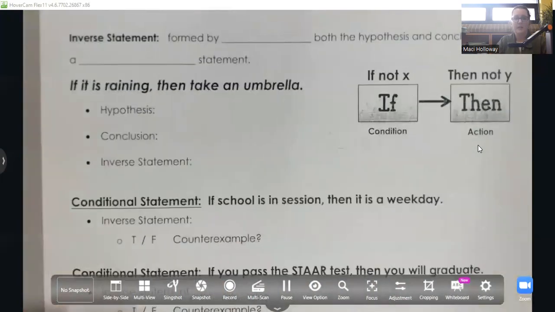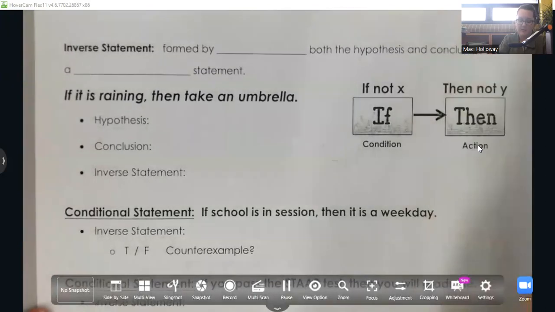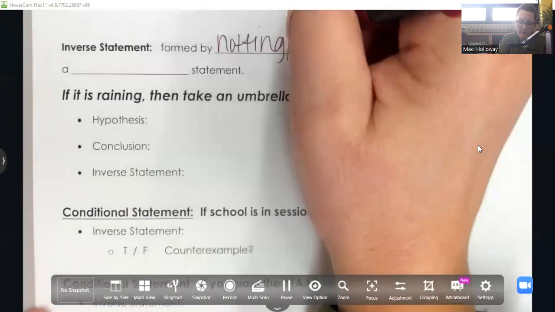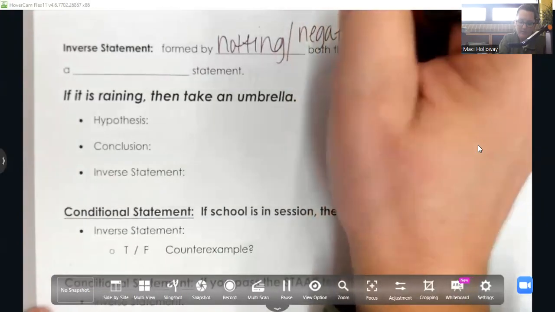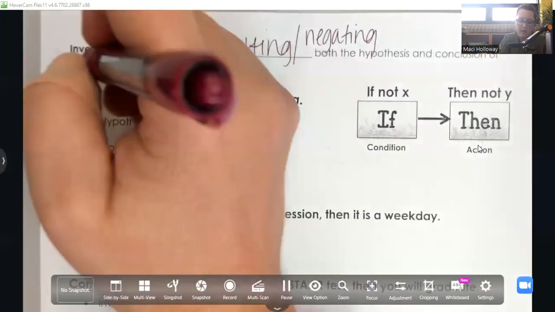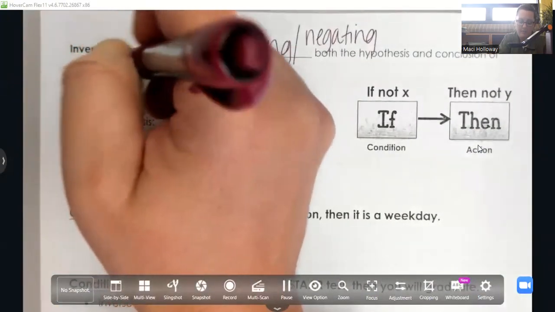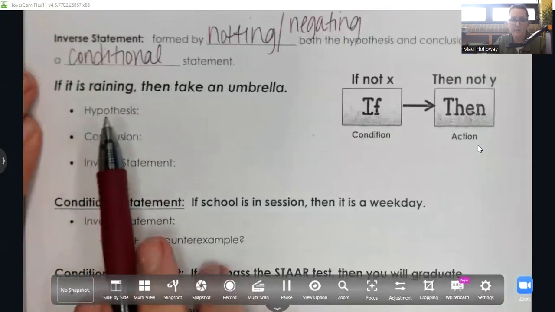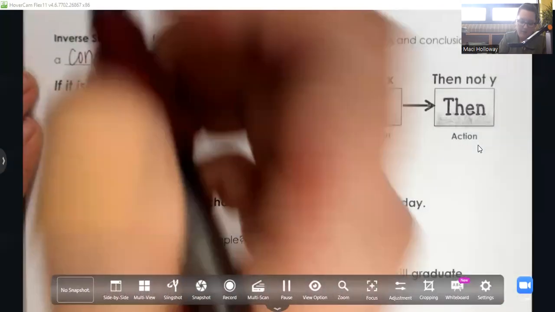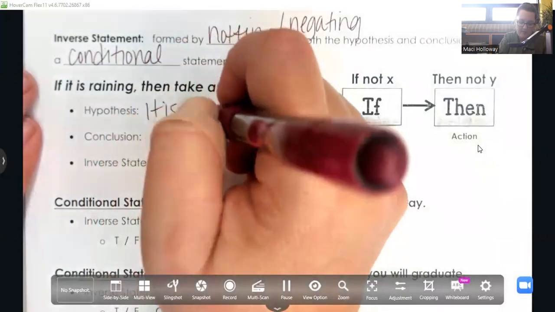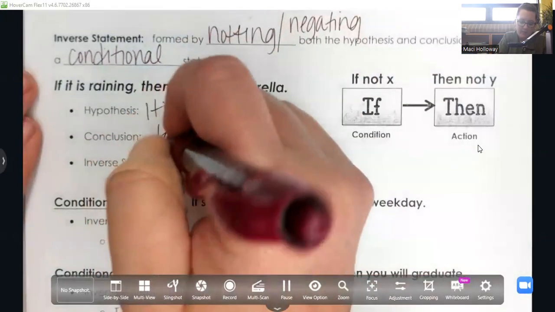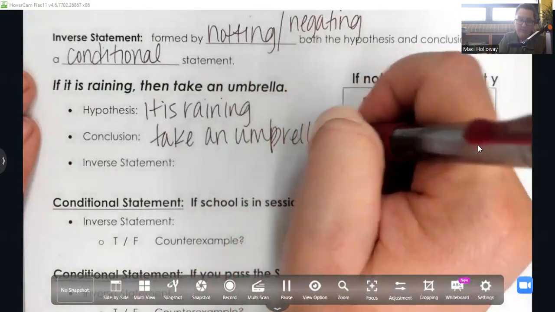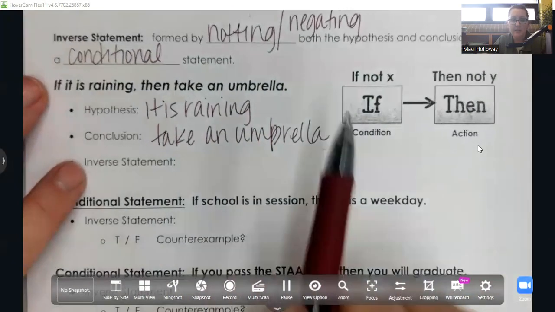All right, let's look at this. The inverse statement is formed by negating both the hypothesis and conclusion of a conditional statement. So here's an example. We'll go back to our raining and umbrella. If it is raining, then take an umbrella. It is raining is the hypothesis, take an umbrella is the conclusion. So the inverse is negating that statement.